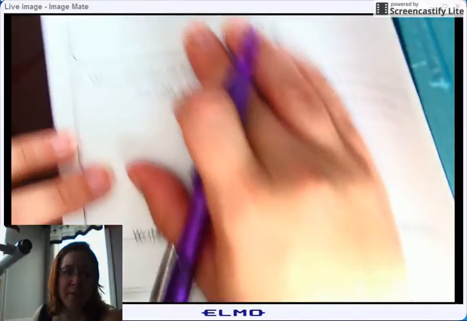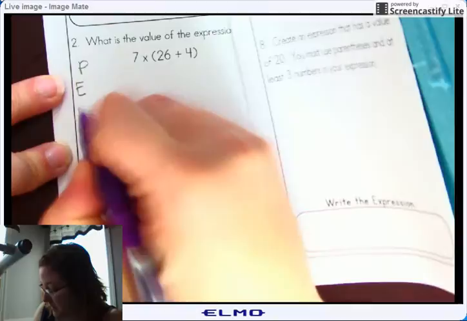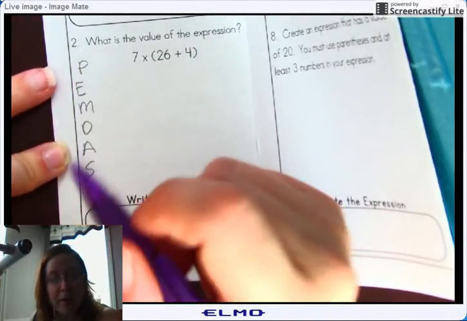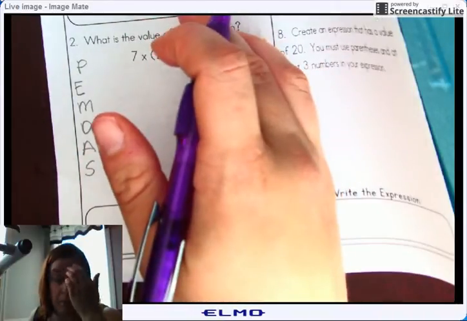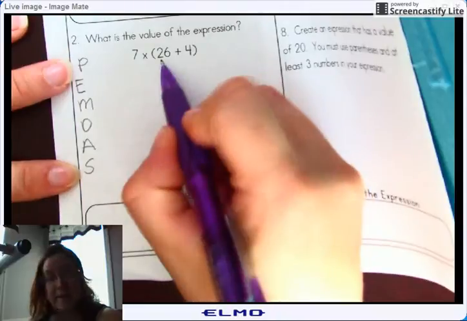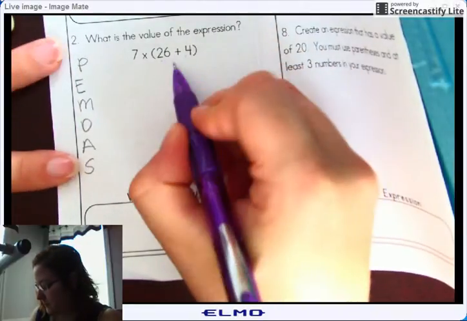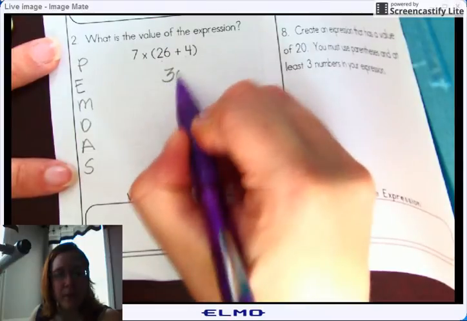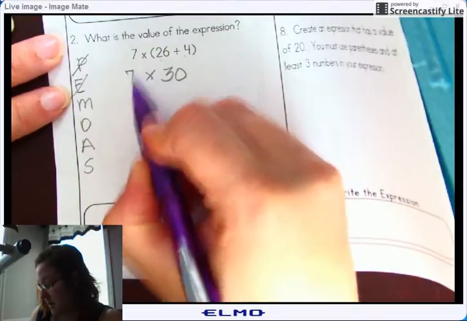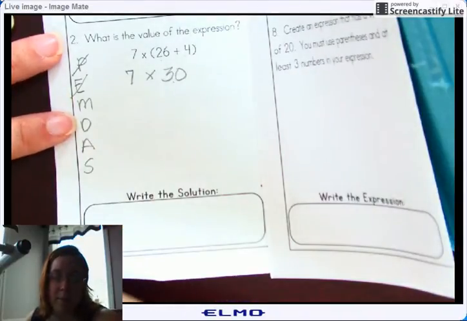Okay, question number 2. What is the value of the expression? Once again, I'm going to do PEMDAS over here. If I'm moving too fast at any point, you may pause me. Okay, I have a parentheses. I have 26 plus 4. Take a moment and do that. I have no exponents. I have multiplication now. I am now taking my 7 times my 30. Take a moment and solve that, please.